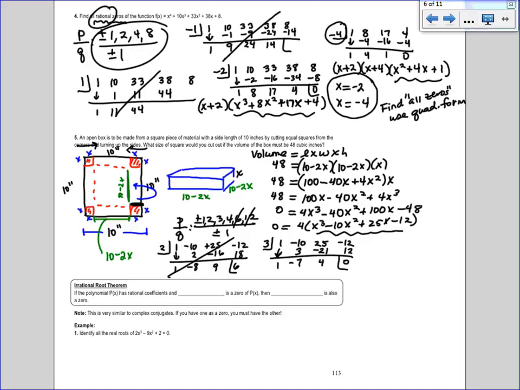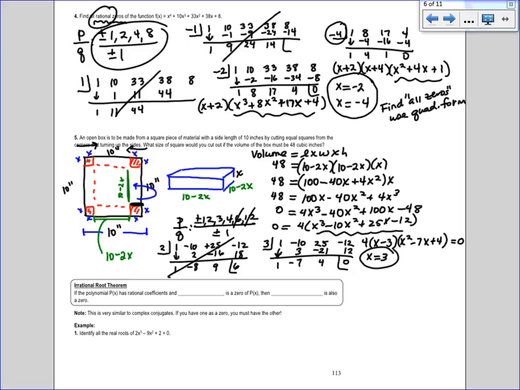That's what we wanted. So that means that I'd have x equals 3. So I have a 4 out front, x minus 3, and then it factors into x squared minus 7x plus 4. So the first answer is x equals 3. That's one of them.